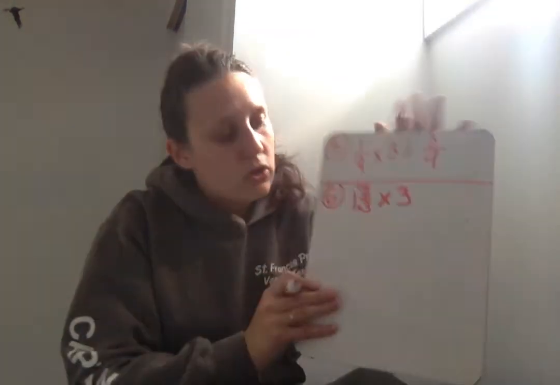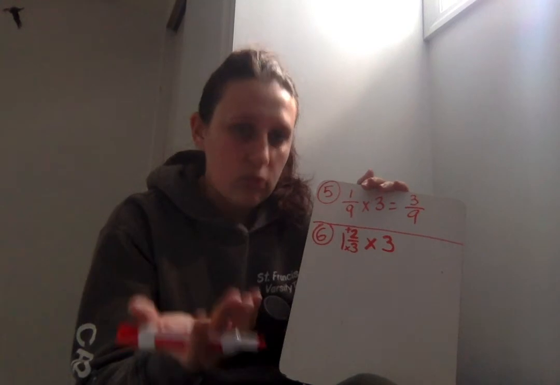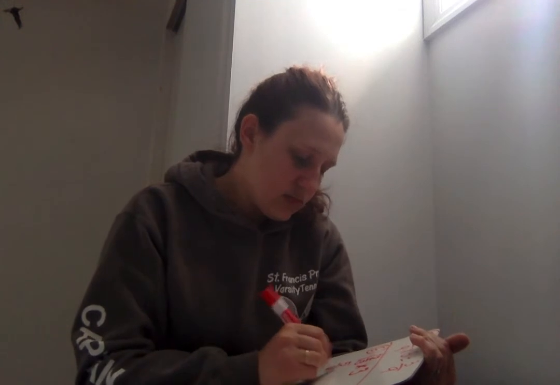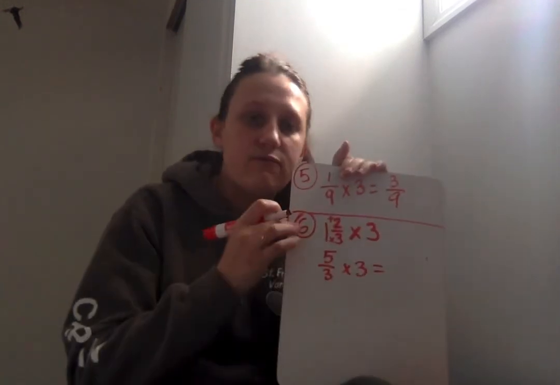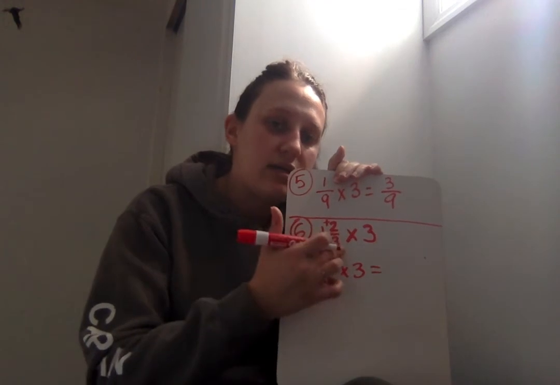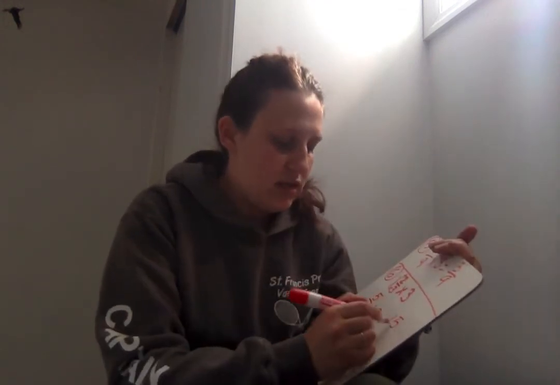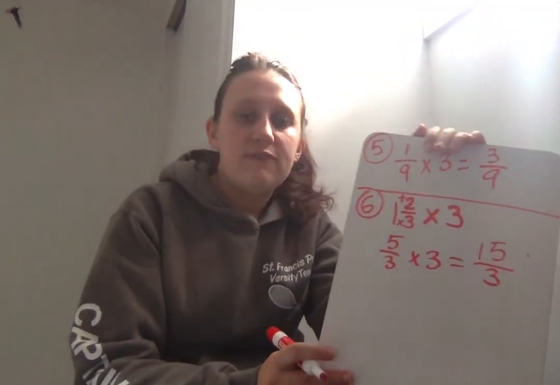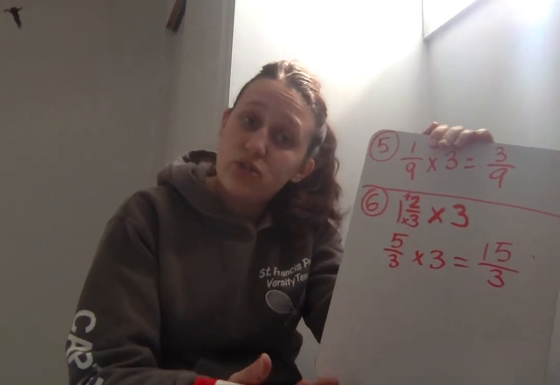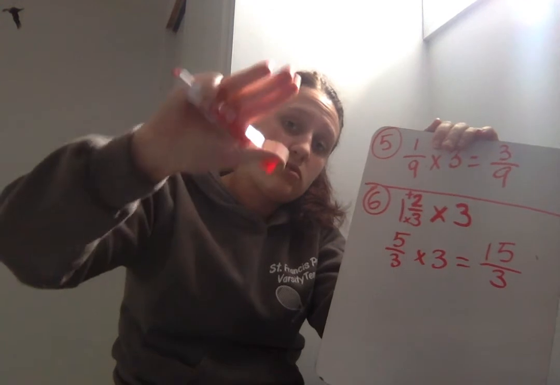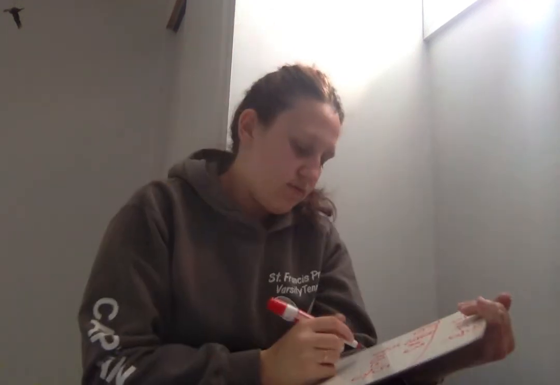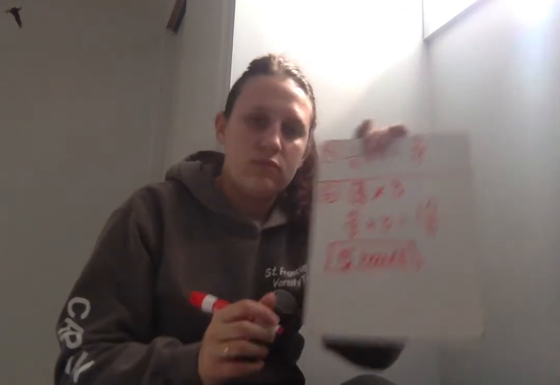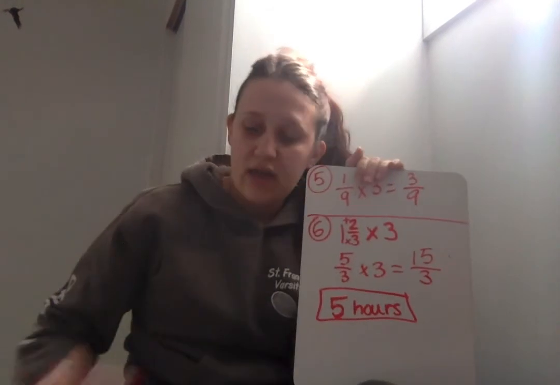And we start with the 3. 3 times 1 is 3, plus 2 is 5. So 5 over 3 times 3 equals 5 times 3, which is 15, and we keep the bottom the same. 15 over 3. 15 divided by 3, just to see how many hours she worked at it. 3, 6, 9, 12, 15. That's 5. 5 hours total. Done. So that was number 6.